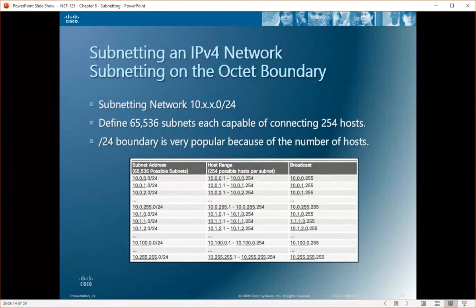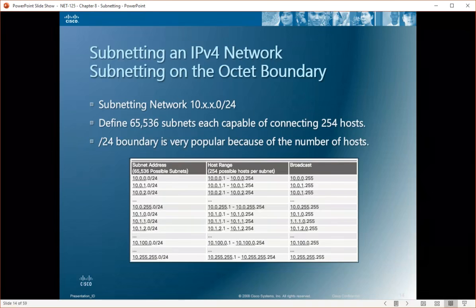Now, because of the number of hosts that is generated, a very comfortable 254 hosts, which is pretty simple for most basic networks, the /24 boundary is very, very popular. So let's just take a look at the first line of this table. 10.0.0.0. Okay, so that's our network. And then we only worry about the last octet as being our host bits.